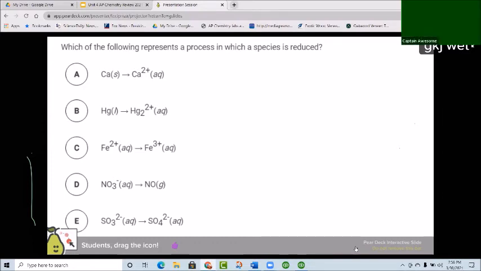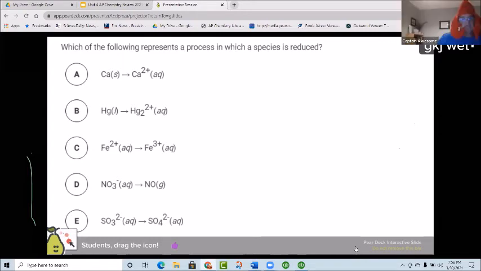So the oxidation state of N in nitrate, NO3-, is +5. And the oxidation state of the nitrogen on the right-hand side is +2. So in NO, oxygen is -2, which means the N is +2. So the nitrate is going from +5 on the left to +2 on the right, which means it's being reduced because you're getting more negative.